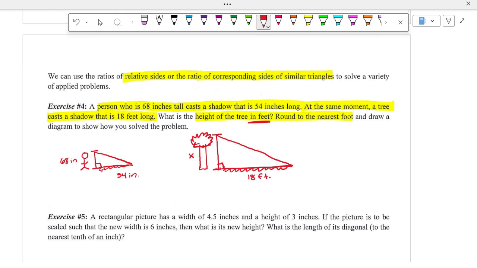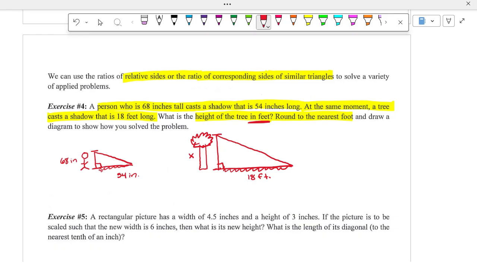So first off, what's kind of the issue that you notice before we even start the problem? What's kind of a glaring issue? Well, we don't know how tall the tree is, but that's what we were trying to find. But before we can even set up the problem, what's kind of a problem that we have? They're not the same measurements. One's inches, one's feet. So what do you think we're going to have to do? We got to convert the inches to feet.